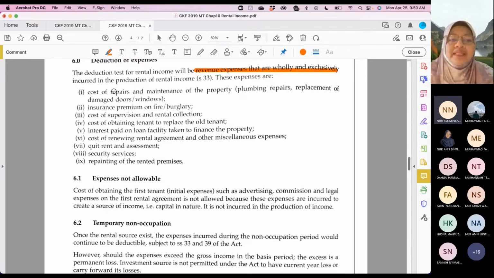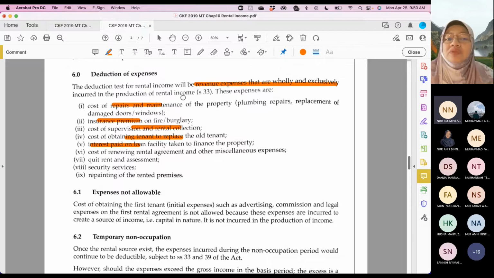Cost of repairs and maintenance of the property, for example, plumbing, replacement of damaged doors, everything. Insurance premium on the fire, supervision and rental collection, obtaining a tenant to replace, the cost to get a replacement. The cost to get the first tenant is an initial expenditure, so it's not deductible. But to get a replacement of the old tenant, then you can claim that as your expenditure. Interest expenditure paid on the loan, cost of renewing the rental agreement and other miscellaneous expenses, quit rent and assessment, security service and repainting of the rented premises. So these are all the expenditure.